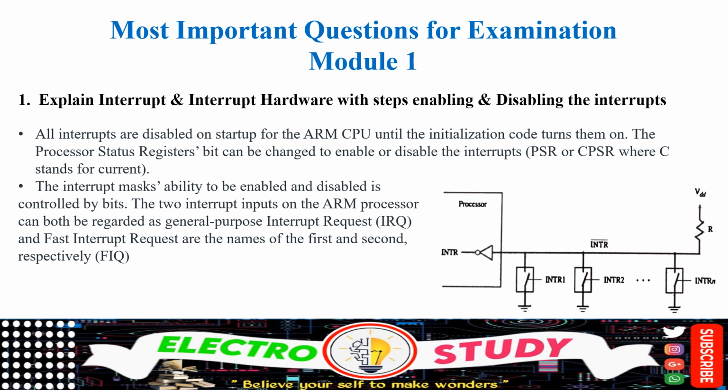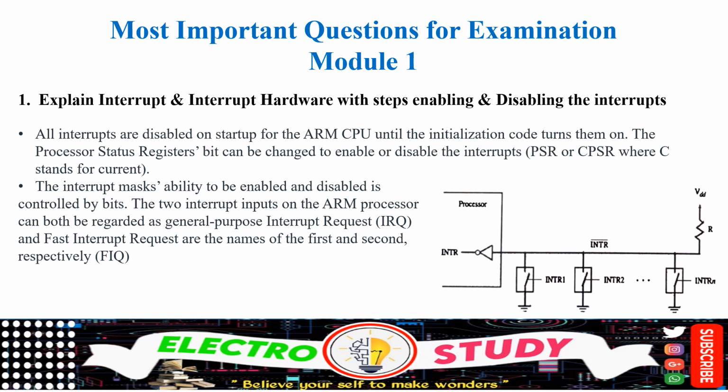Module 1, first question. Explain interrupt and interrupt hardware with steps enabling and disabling the interrupts. So we have to first explain what is interrupt. For better understanding, you can explain what is interrupt hardware. Here you can start explaining that the interrupts will be disabled on starting the ARM CPU. Unless it is switched on or initialized, all the interrupts will be completely disabled. This can be enabled or disabled using the CPSR, the processor status register PSR bit.